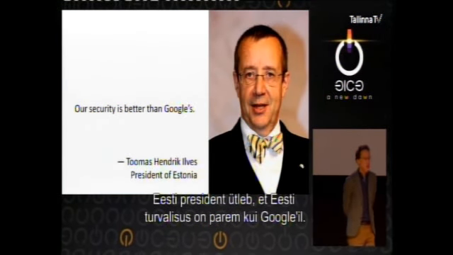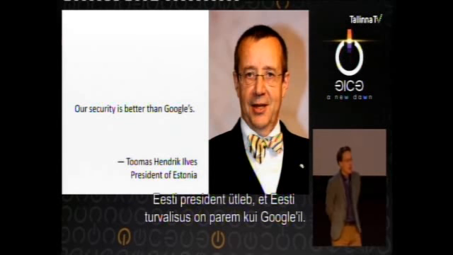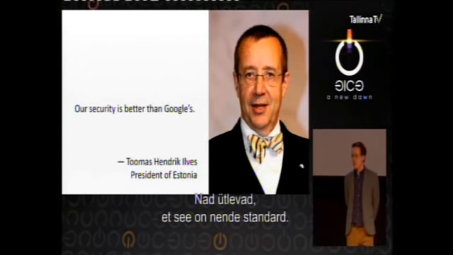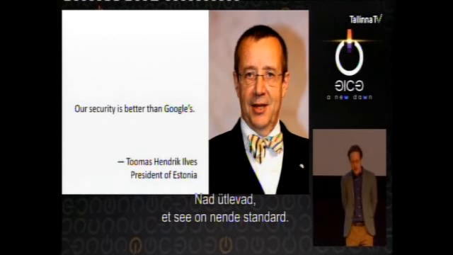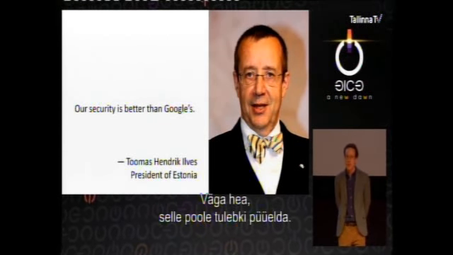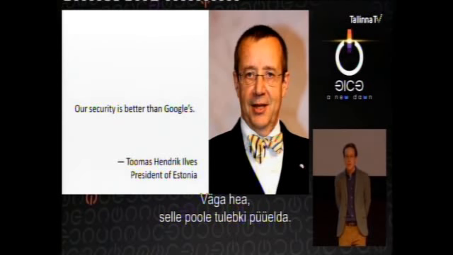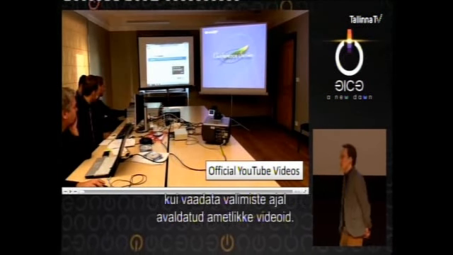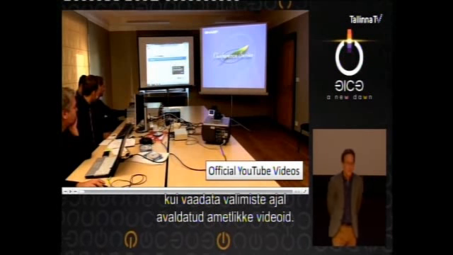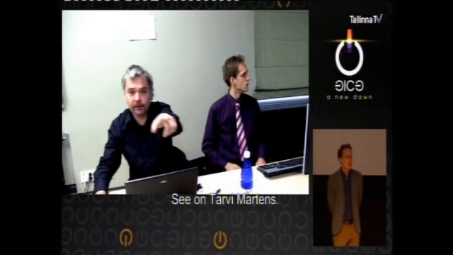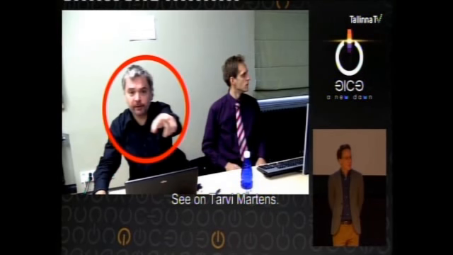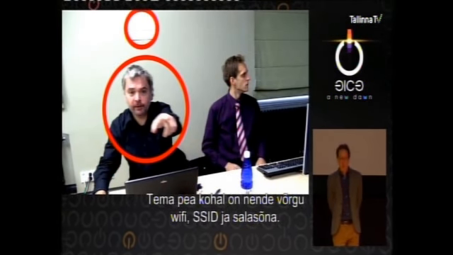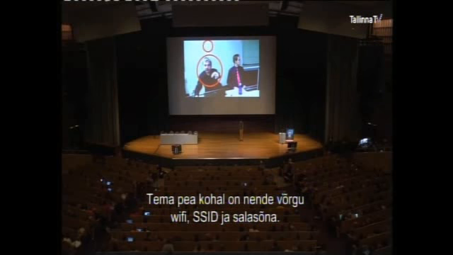All right, so the president of Estonia, this guy, says that their security is better than Google's. This is the standard that they've set for themselves. That's good. That's something to aspire to. Let's see how good their security actually is based on the official videos that they published during the election. All right, so here's Tarvi Martins. Here above his head is the Wi-Fi SSID and password for the network they're using.